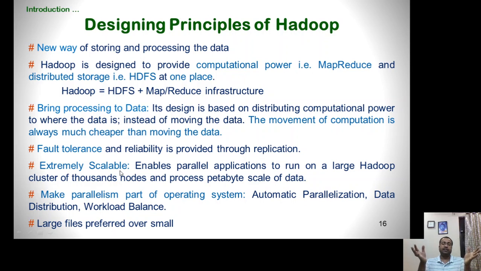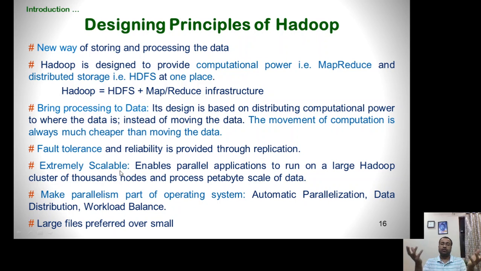Obviously, the applications that run are parallel applications on a large Hadoop cluster. So it is extremely scalable. It means suppose you have 1 GB or 10 GB of data, that can be solved by only 10 computers. Build a Hadoop cluster with 10 computers.